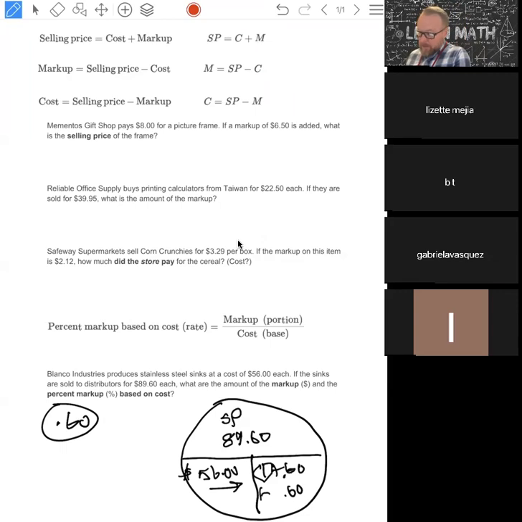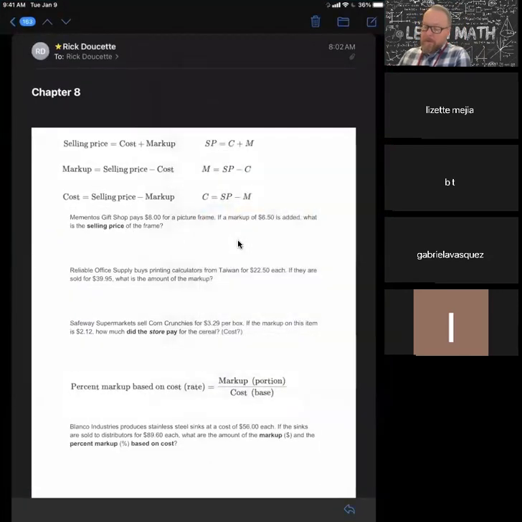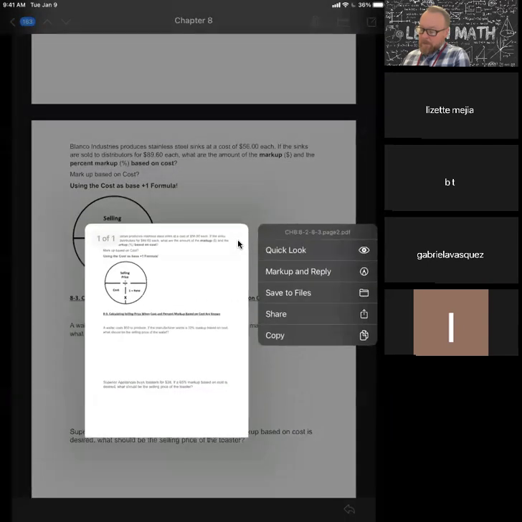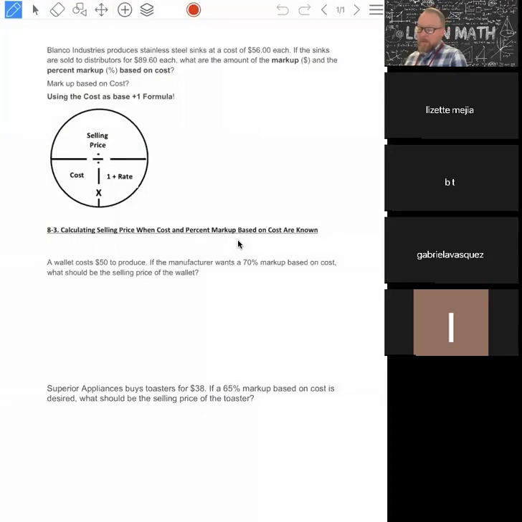Let's see, we need to go here, here, not there, there. All right, so that was page 1. All right, so here's another way of looking at it. You guys are seeing all this.